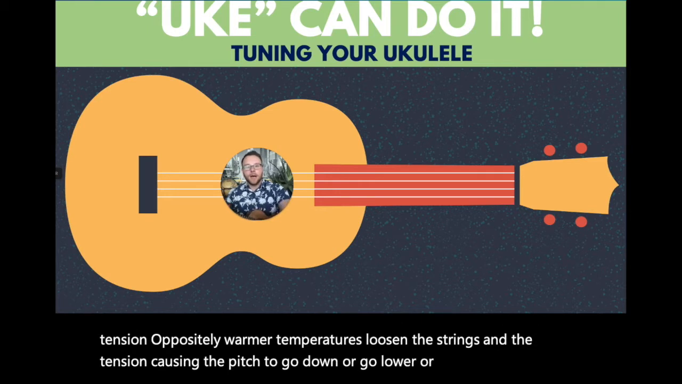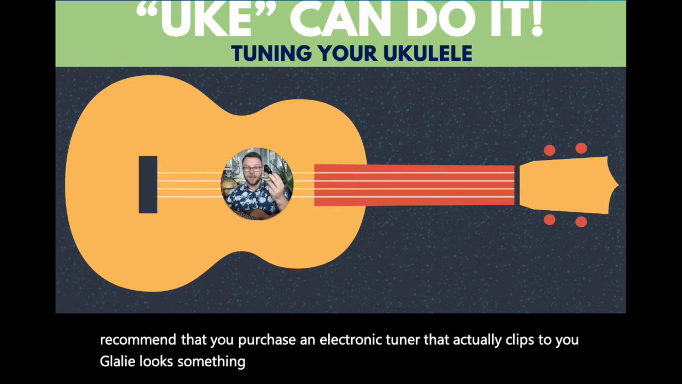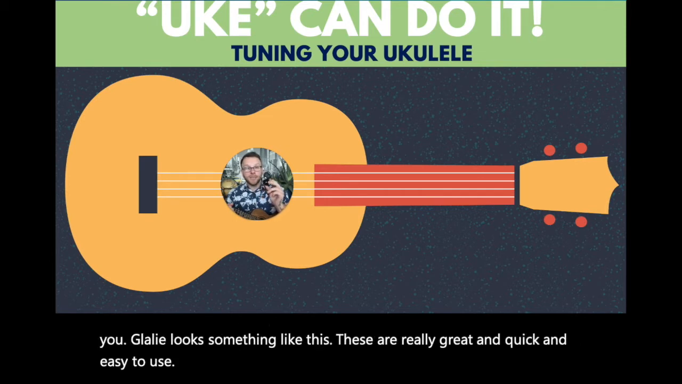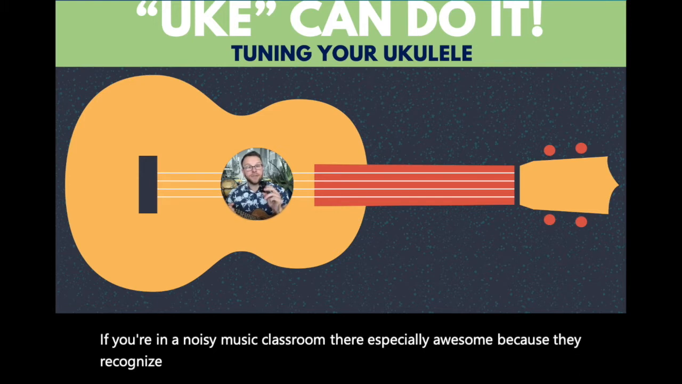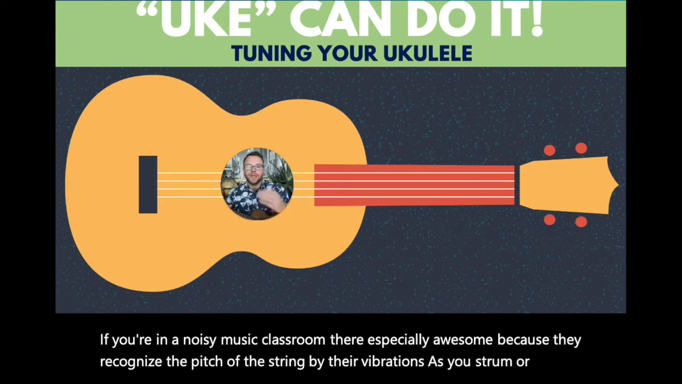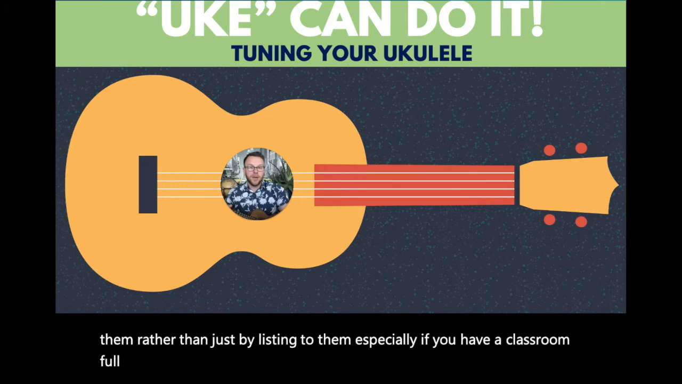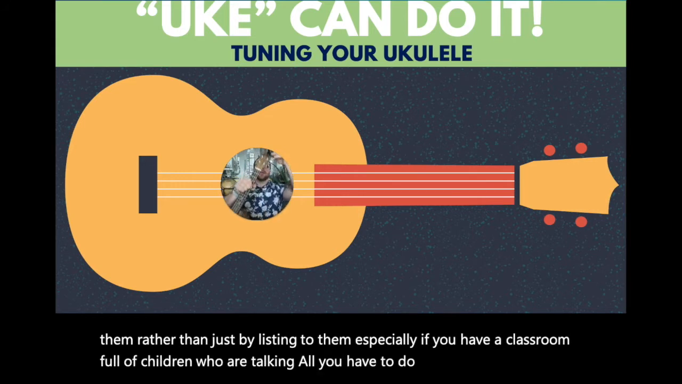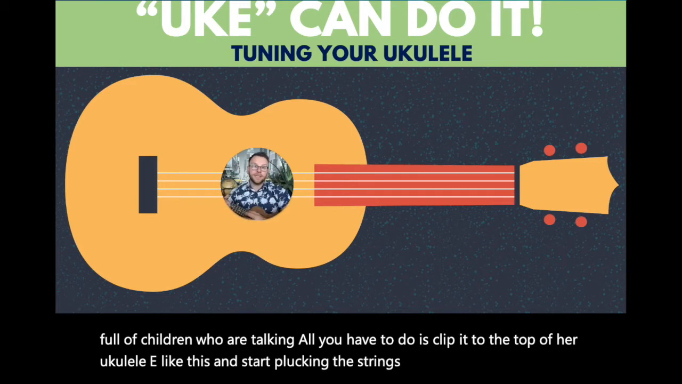I would highly recommend that you purchase an electronic tuner that actually clips to your ukulele. It looks something like this. These are really great and quick and easy to use. If you're in a noisy music classroom, they're especially awesome because they recognize the pitch of the string by its vibrations as you strum or pluck it, rather than just by listening to it, especially if you have a classroom full of children who are talking. All you have to do is clip it to the top of your ukulele like this and start plucking the strings until you reach the desired pitch.